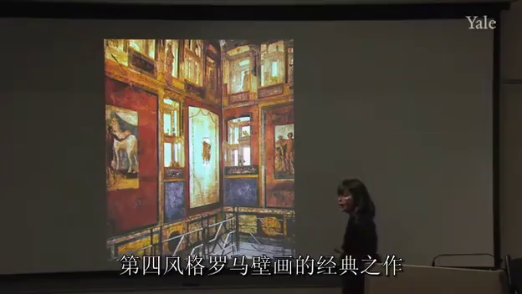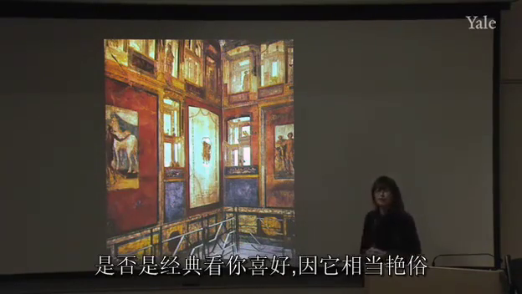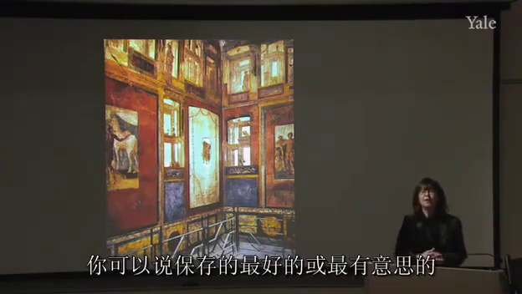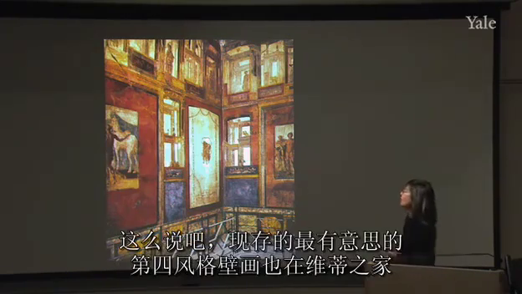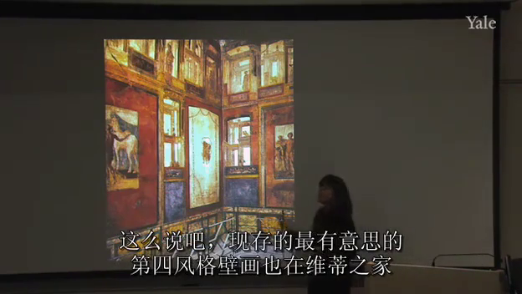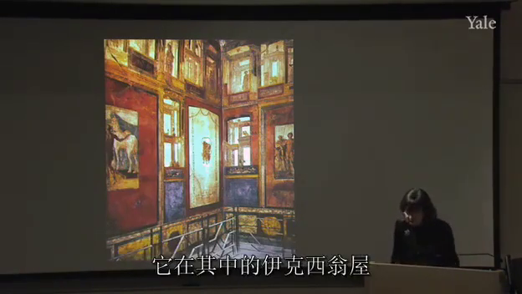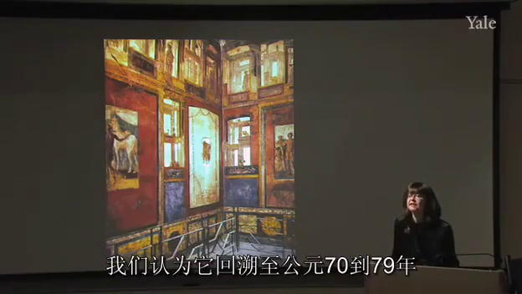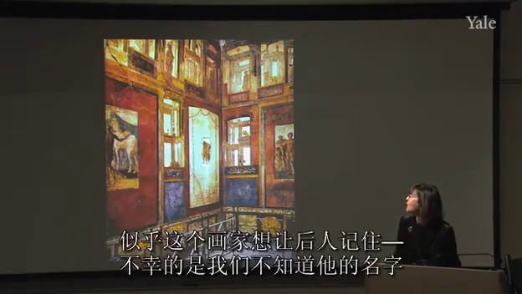The glory of fourth style Roman wall painting depends on your taste, because it's very gaudy as well. But one could say that the greatest preserved, or the most interesting, let's put it that way, preserved fourth style wall is also in the house of the Vedii. It is in the Ixion room of the house of the Vedii. We believe it dates to 70 to 79. It is an example of full-blown fourth style at its most incredible.